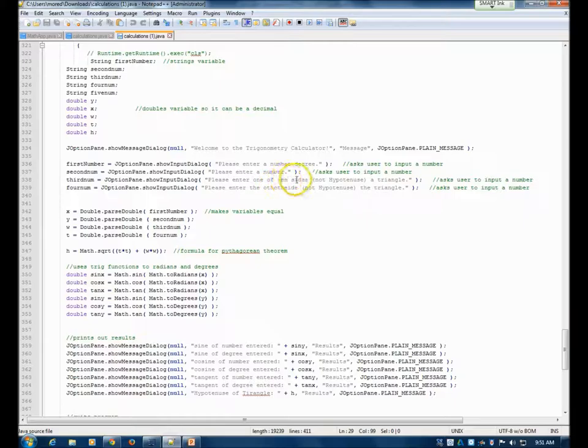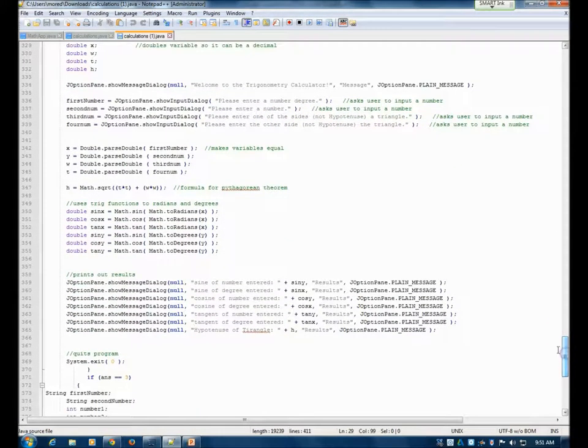2 sides of the triangle to find the hypotenuse. And then here we have how we convert it. So we go double sine x, and it's math dot sine math 2 radians. So it'll convert the angle to radians. And then here it converts the radians or regular number 2 degrees.